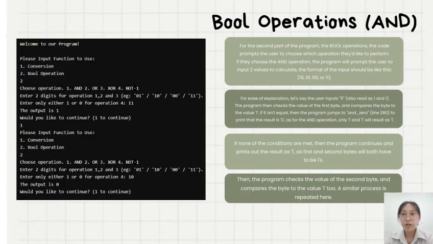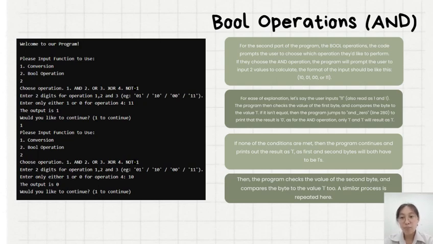For the Boolean operation, the code first prompts the user to select which operation they would like to perform. In this case, an AND operation is chosen. The program then prompts the user to enter 2 values. As shown in the figure beside, when the user enters 1, 1, which is 1 and 1, the output is 1. And when the user enters 1, 0, which is 1 and 0, the output is 0.